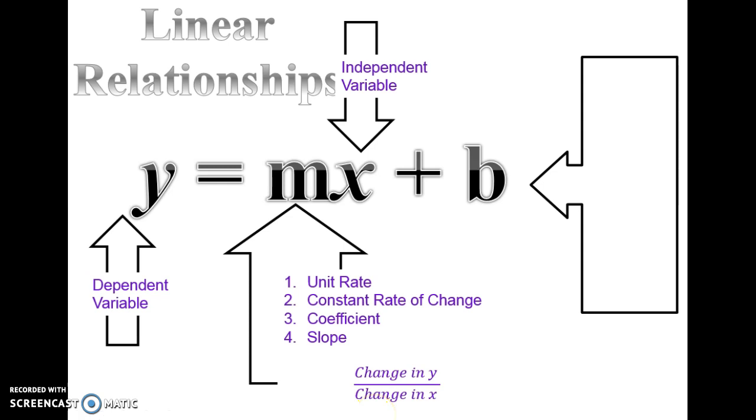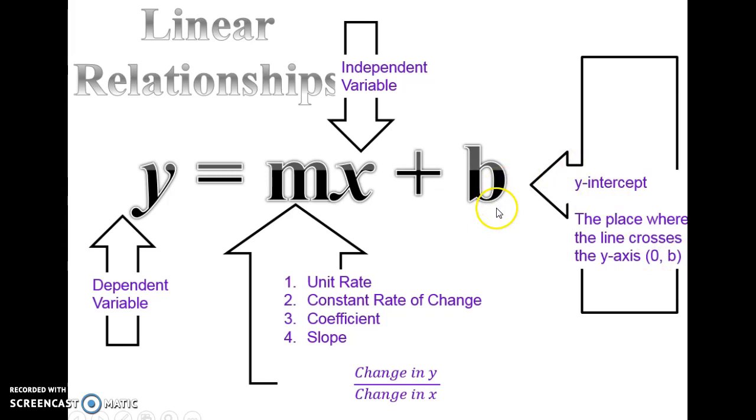b is also a number, and it is known as the y-intercept. We have sometimes referred to this as starting value, but y-intercept is a better name for it because it's the place where the line will cross the y-axis. And when we graph this, it will always happen at 0, whatever that b value is. Remember, b is a number and m is a number. These are the parts of a linear relationship.